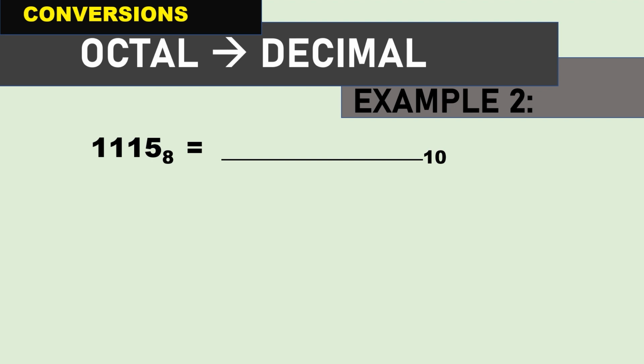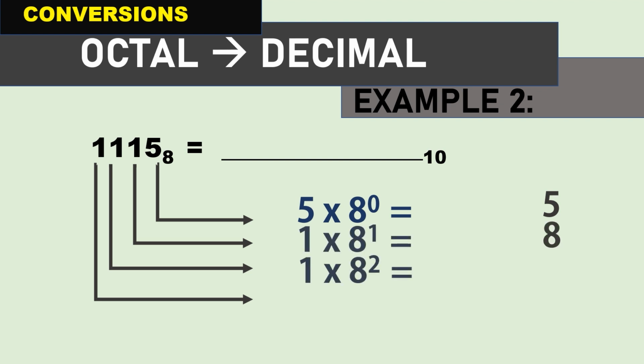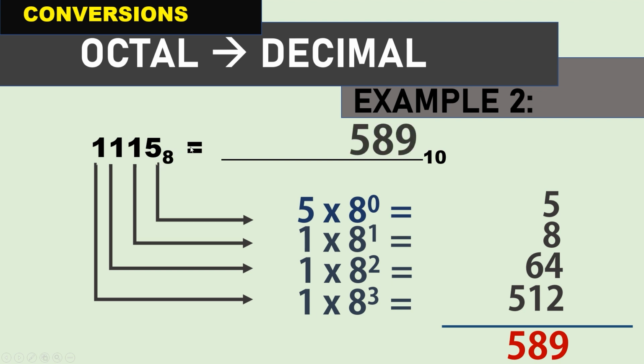Okay, so we have another example. This time we have 4 digits. Again, get the digits, starting from the right going to the left. So we have 5 times 8 raised to 0, followed by 1 times 8 raised to 1, followed by 1 times 8 raised to 2, then followed by 1 times 8 raised to 3. Once you get the products and get the sum, you will have 589. So that means that 1115 in octal is equal to 589 in decimal.